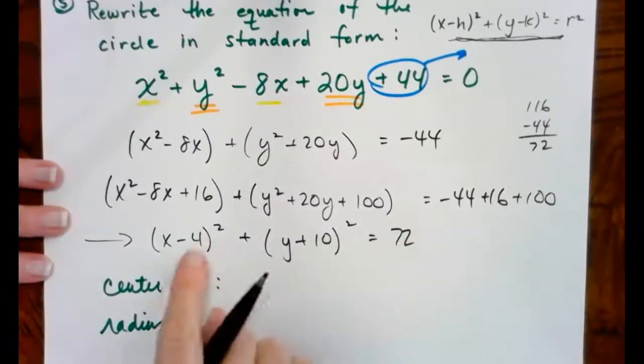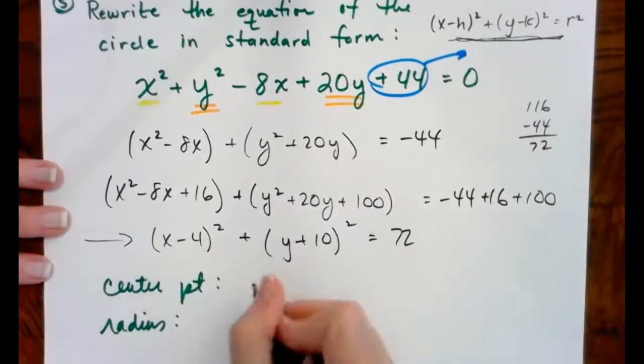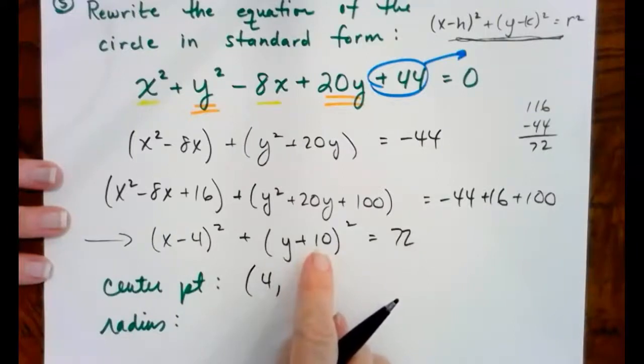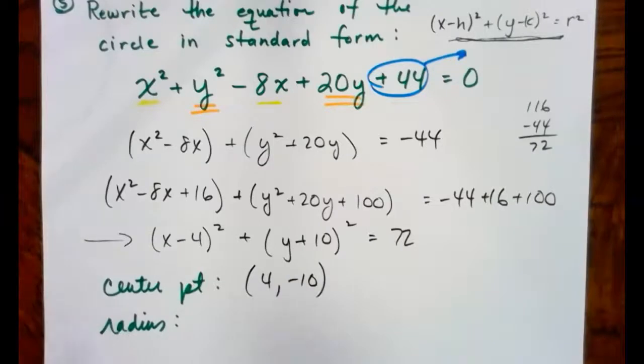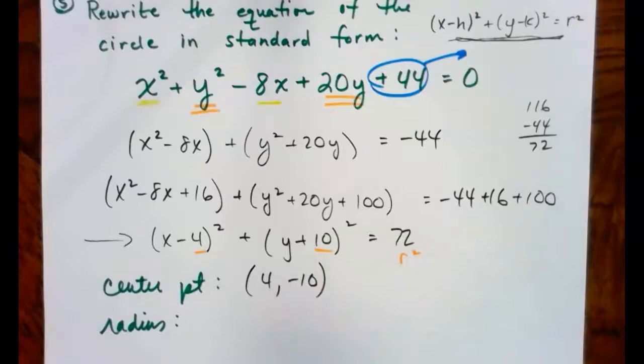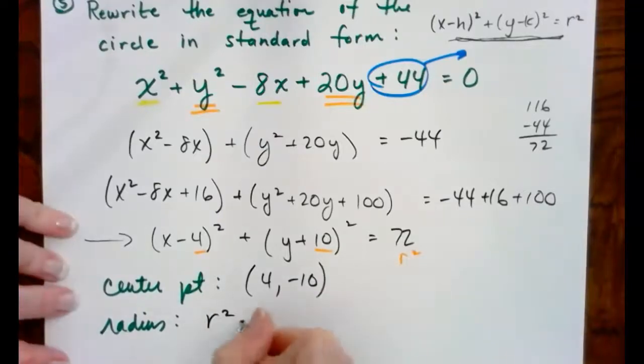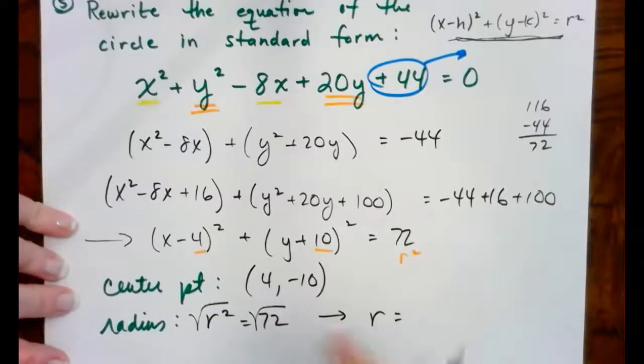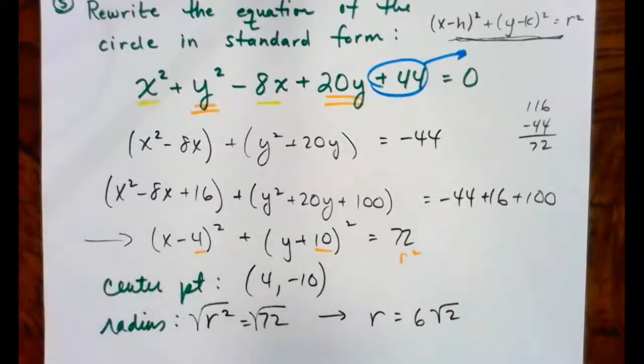What's our center point? We've got the opposite of negative 4, which is 4, and the opposite of positive 10, which is negative 10. That's our center point. Remember, our center point is (h, k). And this guy over here, of course, is r squared. So if r squared is equal to 72, we want our radius in simplest radical form. Therefore, r equals the square root of 72. That's 36 times 2. That is 6 root 2. There's our center point. There's our radius. There's our equation in standard form.